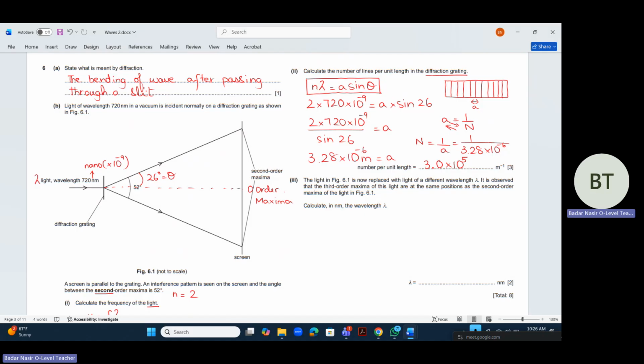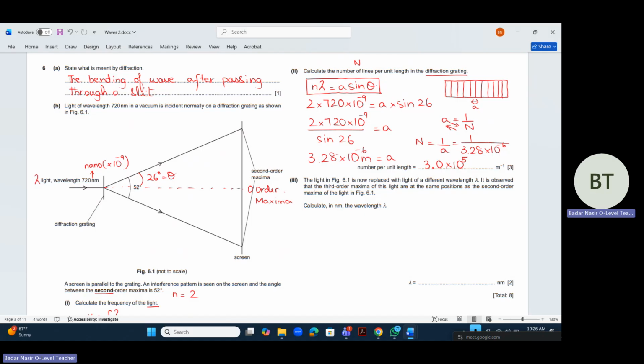अब उसने हमसे क्वेश्चन में पूछा हुआ है find the number of lines. मतलब he is asking us to find capital N. So A is equal to 1 over N. N is equal to 1 over A. So 1 over A की जगह put the value in the expression and you got the answer for that.